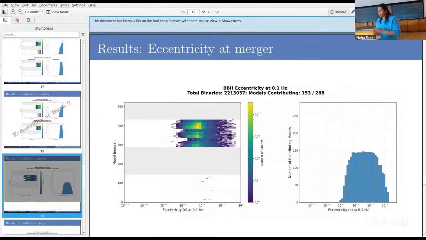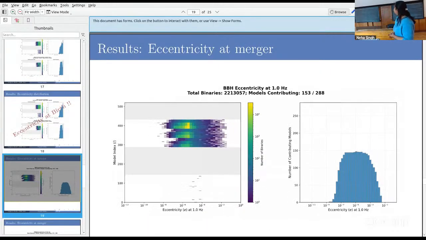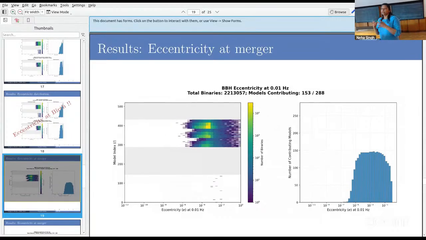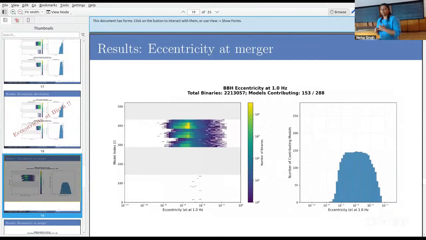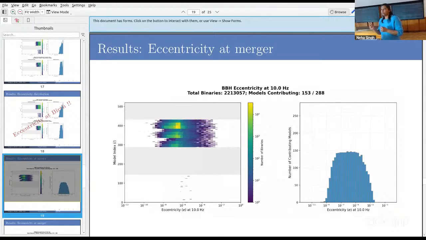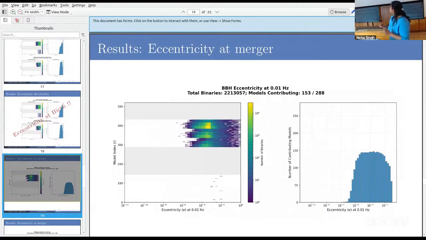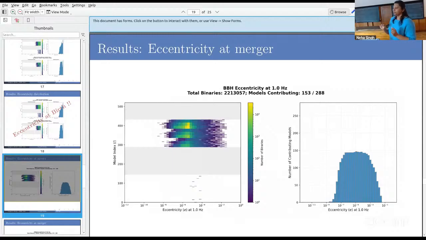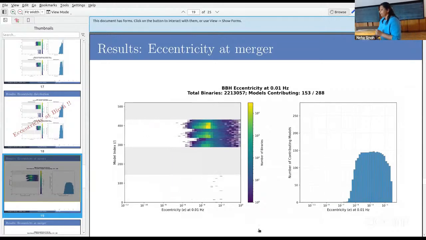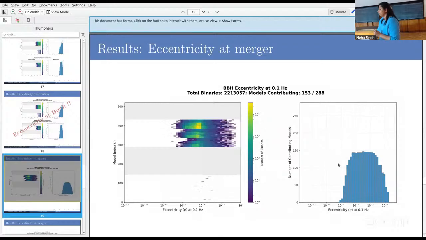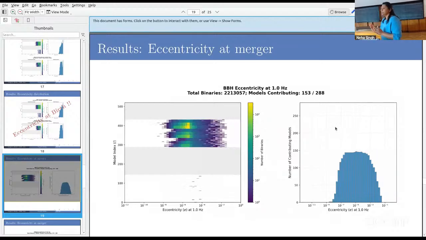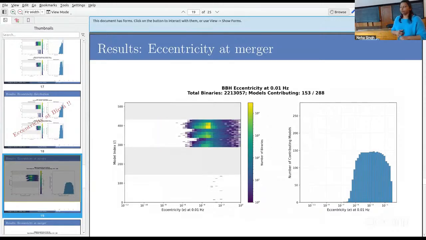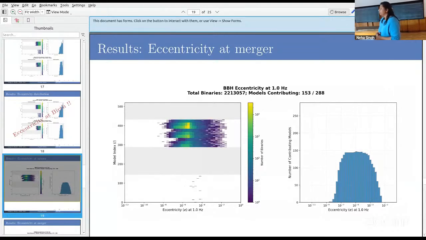So what I'm showing here is the binary black hole eccentricity at different frequencies. The frequencies correspond to the detection band for future detectors. For example, 0.01 is for Tianqin, 0.1 is for DECIGO, 1 is for ET, and 10 is for ET as well. What you can see here is that for BBHs, there are many binaries which will still have eccentricities greater than 0.1 and will be detectable by Tianqin and also by DECIGO.